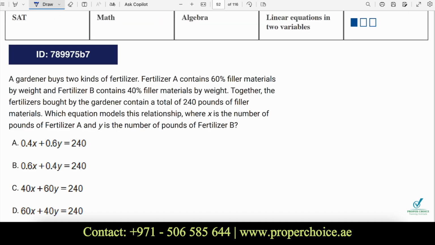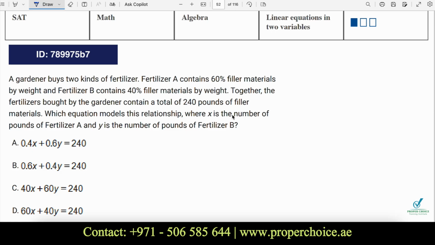A gardener buys two kinds of fertilizer. Fertilizer A contains 60% filler material by weight and fertilizer B contains 40% filler material by weight. Together, the fertilizers bought by the gardener contain a total of 240 pounds of filler material. Which equation models this relationship, where x is the number of pounds of fertilizer A and y is the number of pounds of fertilizer B?